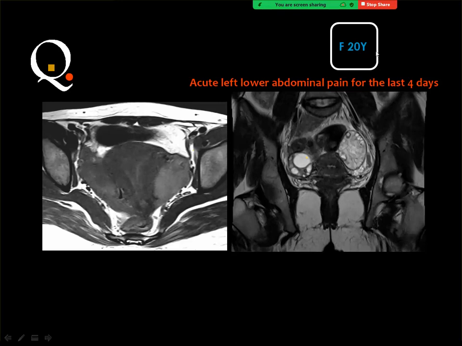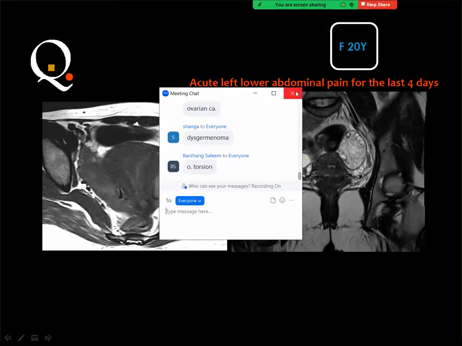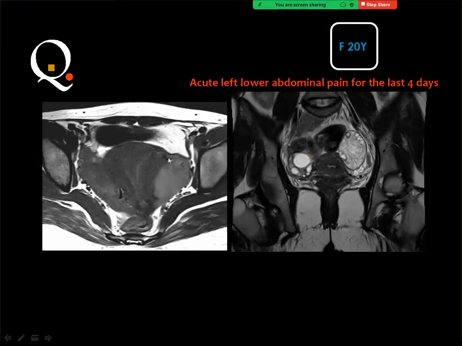Female patient, 20 years old, with acute left lower abdominal pain for the last 4 days. Yes, very good. This is ovarian torsion, and you see that the left ovary is markedly swollen, and it has an increased signal intensity in the T1 weighted image, denoting some congestion or even hemorrhage. And this is the appearance of the torsed ovary in the coronal T2 weighted image. This is the normal right ovary containing multiple variable sized follicles.